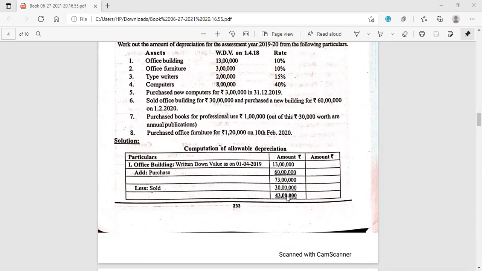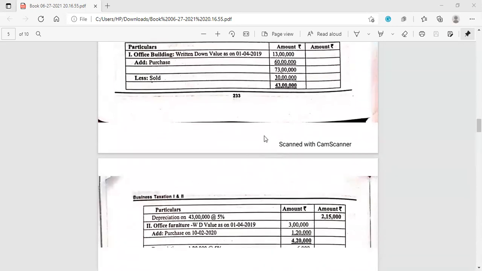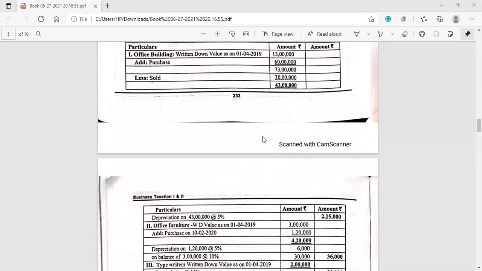First, we have to consider purchases 60 lakh and then we have to deduct this sales value. We will be getting the written down value of 43 lakhs, and on this 43 lakh, as I have said earlier, first in first out. So 30 lakh would be out of this 13 lakh, and whatever value remains on that at the rate of 5% we have to calculate. So we'll be getting 2,15,000.